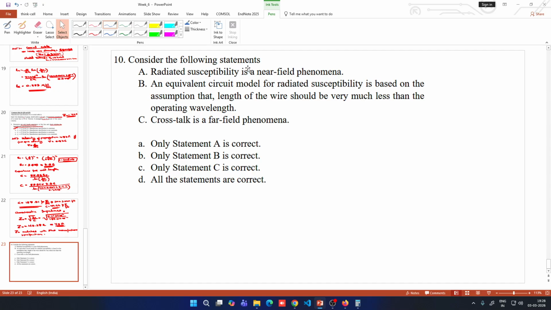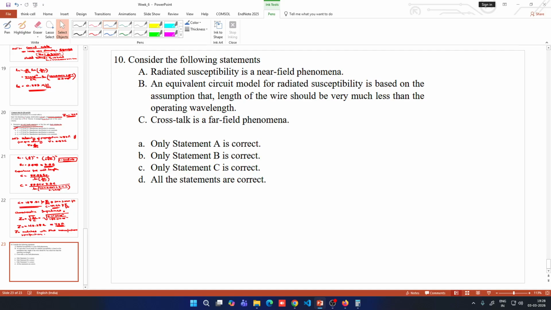Consider the following statements. Here three statements are given. A: radiated susceptibility is a near field phenomenon. Statement B is an equivalent circuit model. This is related to lecture number 29 and 30. If you have seen both the lectures, it will be easy for you to directly answer this. Statement A says radiated susceptibility is a near field phenomenon. If you recall lecture 29, the professor has clearly mentioned that if it is a near field phenomenon, it is not radiated susceptibility, it is crosstalk between two things.